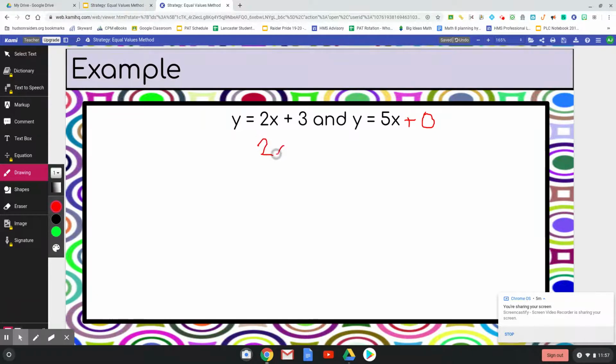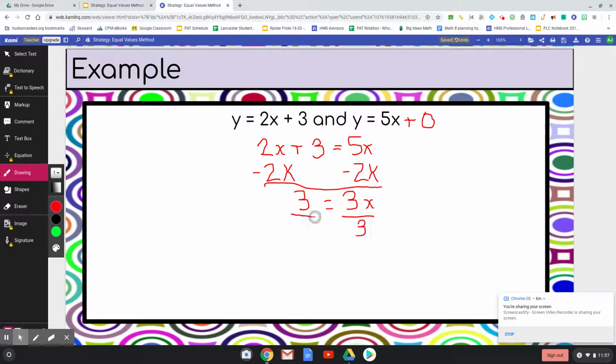So I have 2x plus 3 equals 5x. Now I can solve for x. I subtract 2x from both sides. I'm left with 3 on one side and 3x on the other. I divide both sides by 3, and I end up with 1 equals x, or x equals 1.